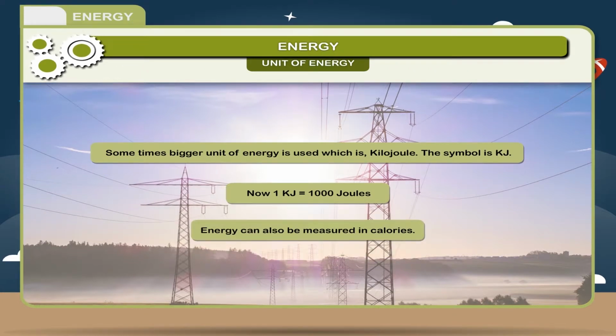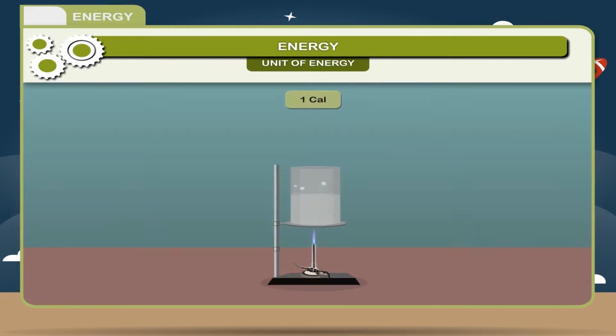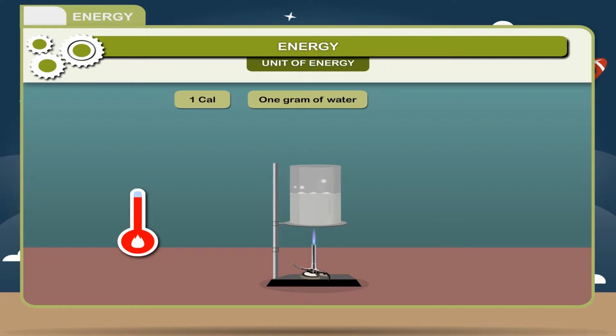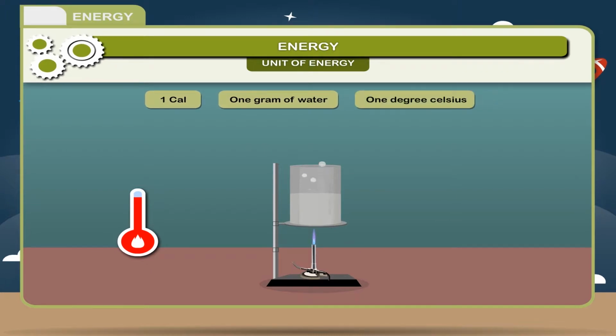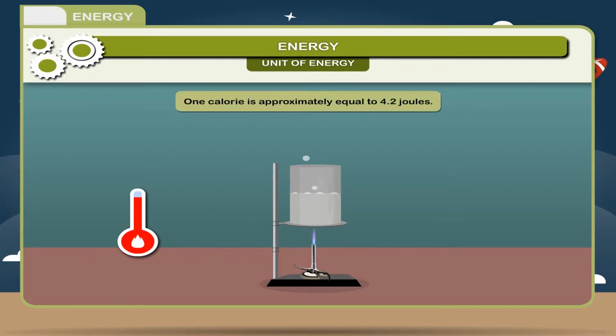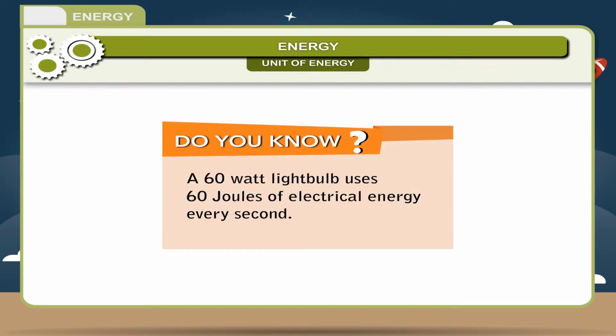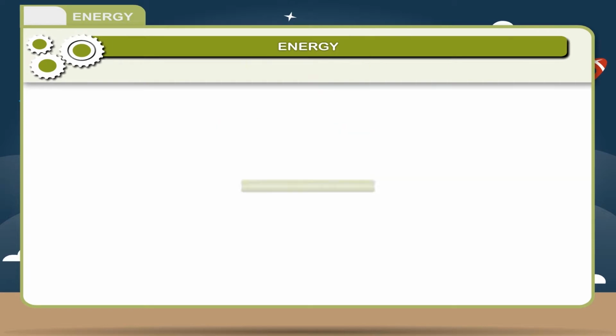Energy can also be measured in calories. 1 calorie is the amount of energy required to raise the temperature of 1 gram of water by 1 degree Celsius. 1 calorie is approximately equal to 4.2 joules. Do you know? A 60-watt light bulb uses 60 joules of electrical energy every second.